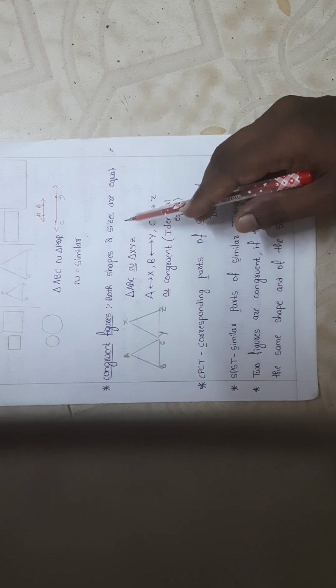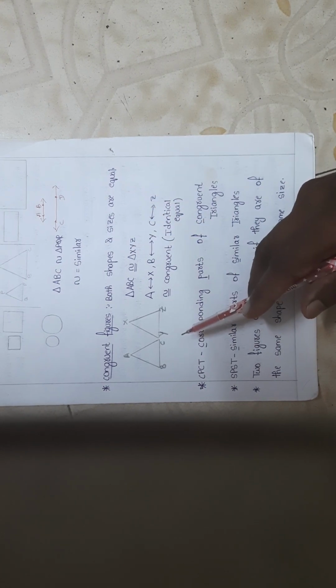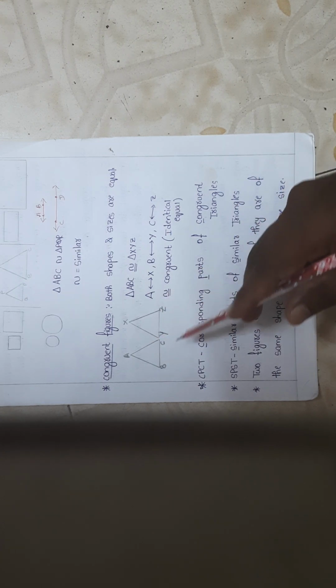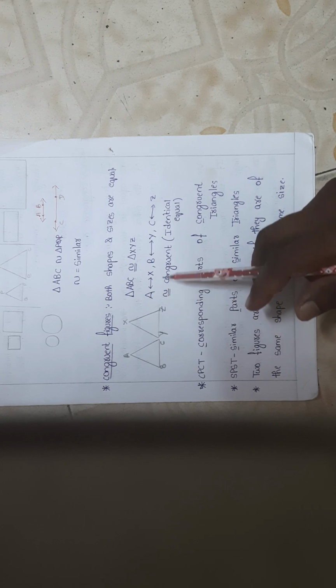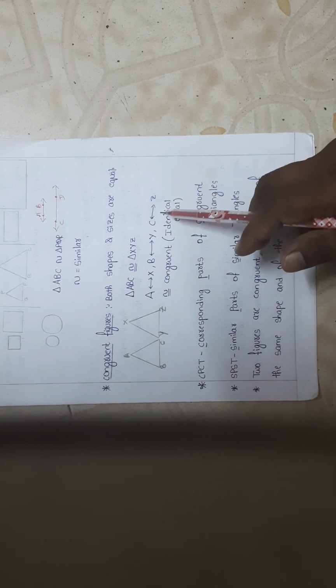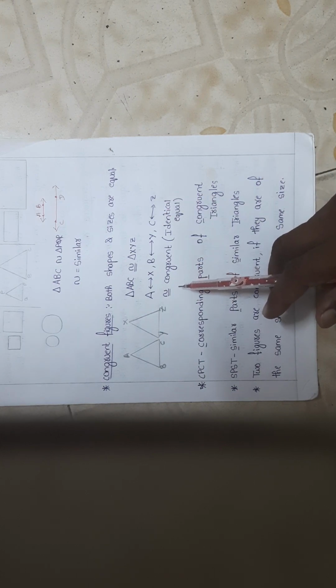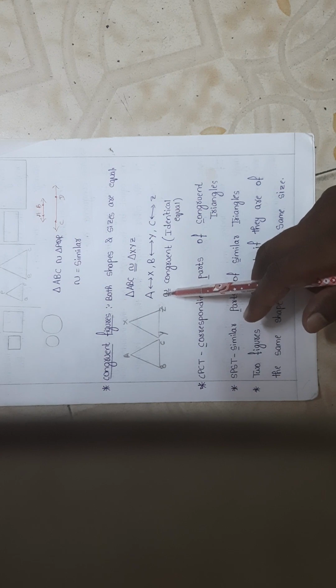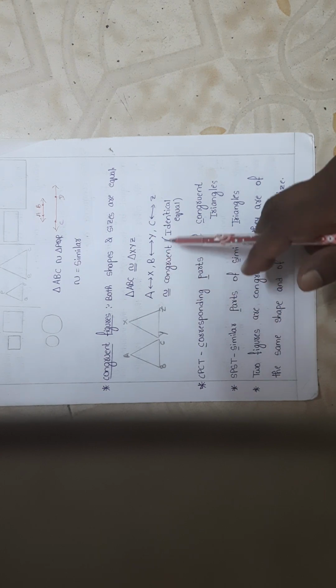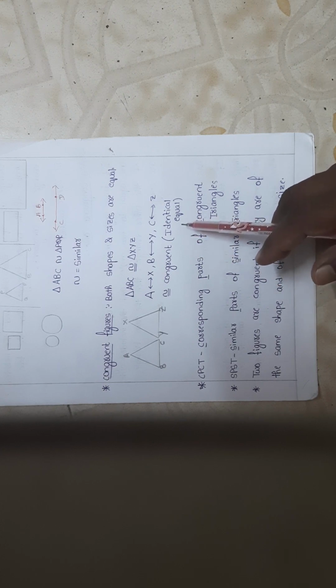Congruent figures means both shapes and sizes are equal. Suppose in the given two figures ABC and XYZ, if you draw properly, you will get the same lengths, exactly the same figures. A is congruent to X, B congruent to Y, C congruent to Z. This is the congruent symbol. Triangle ABC is congruent to triangle XYZ. A is exactly X, equivalent in manner, so both angles and everything will be equal. Congruent figures means both shape and size.